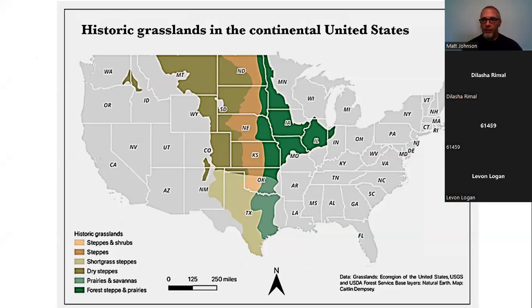So first off, just like with other information we look at, whether it's a graph or a table or other statistics or passages, it's going to have a title, and it should very easily indicate what the map is about. So right here we have historic grasslands in the continental United States, right? So we know what we're looking at.